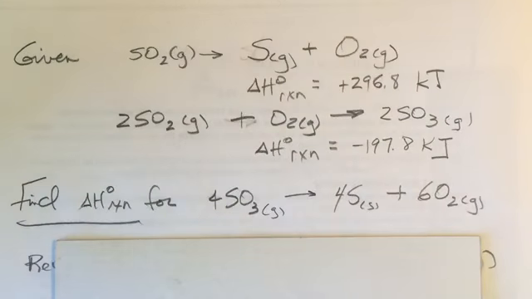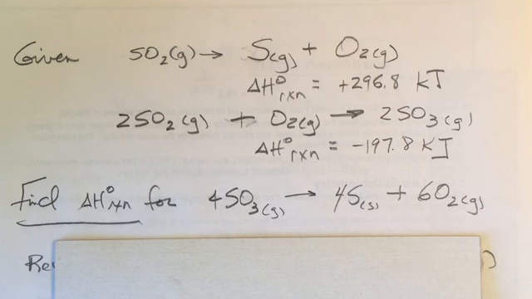The next problem I'd like to go over from chapter 6, the chapter on thermochemistry, is an application of Hess's law. Let's say you're given change in enthalpy reactions for these 2 reactions. The first one is SO2 yields sulfur plus O2, with a standard enthalpy change of reaction of positive 296.8 kilojoules. The second is 2 SO2 plus O2 yields 2 SO3, with a change in enthalpy of reaction of minus 197.8 kilojoules.